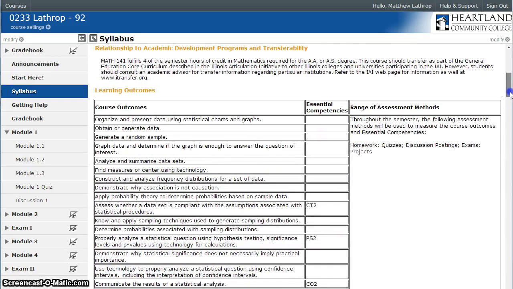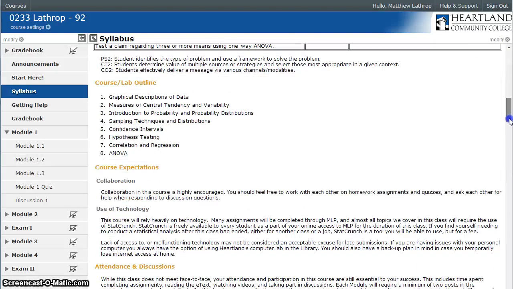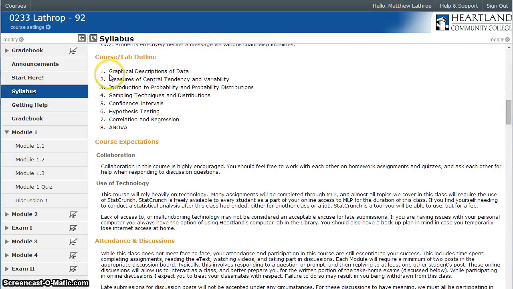I'll let you click on this page on your own, read through the relationship to academic development programs, transferability, the learning outcomes, which are going to map out some of the specific topics we'll cover. We will talk briefly about this outline. So what we're going to cover in this course is starting off after some orientation information, talking about graphical descriptions of data. So given a bunch of data, how do we visualize that or help that make sense so people can understand what that data is telling us?